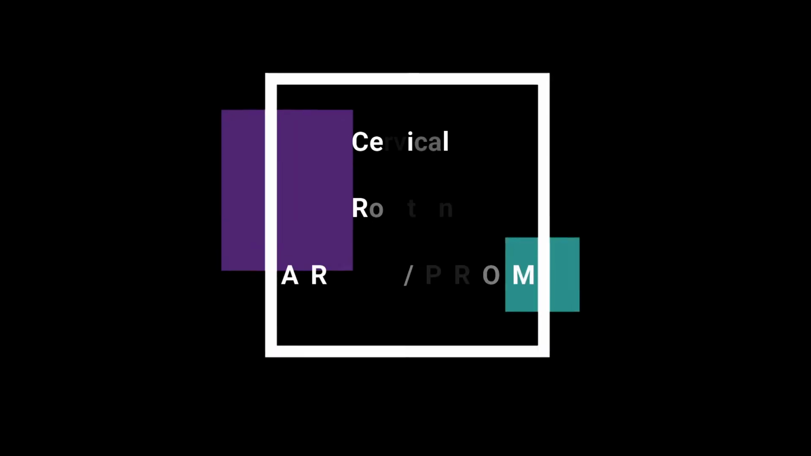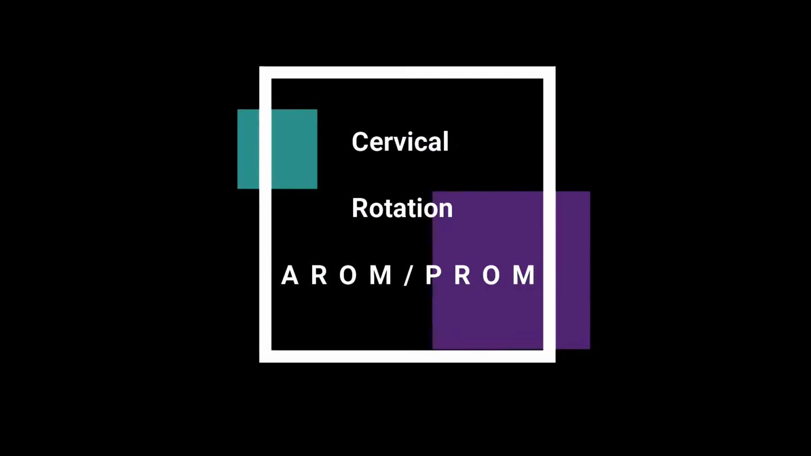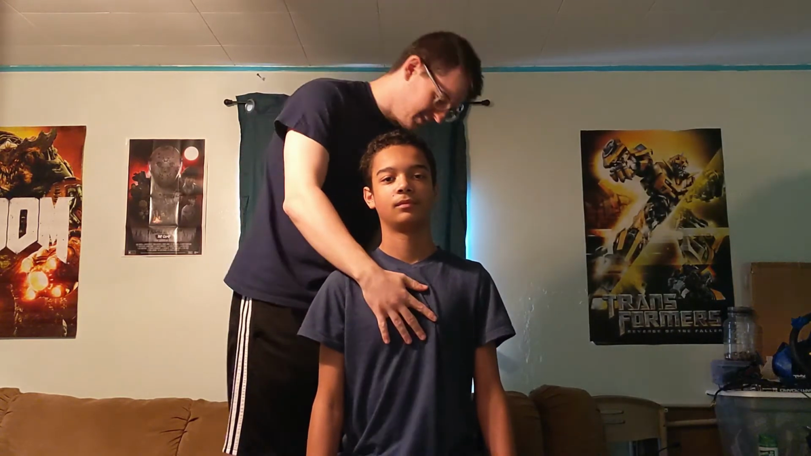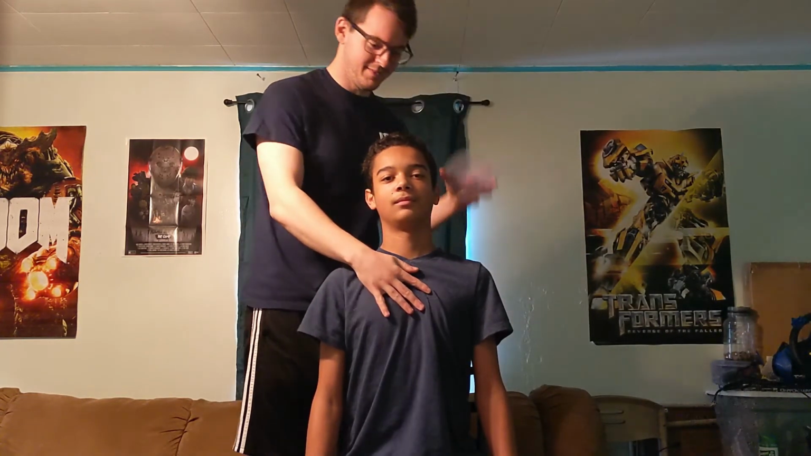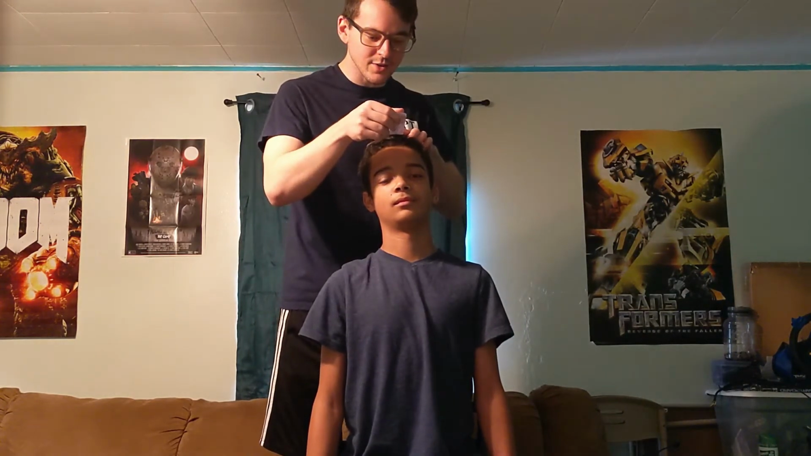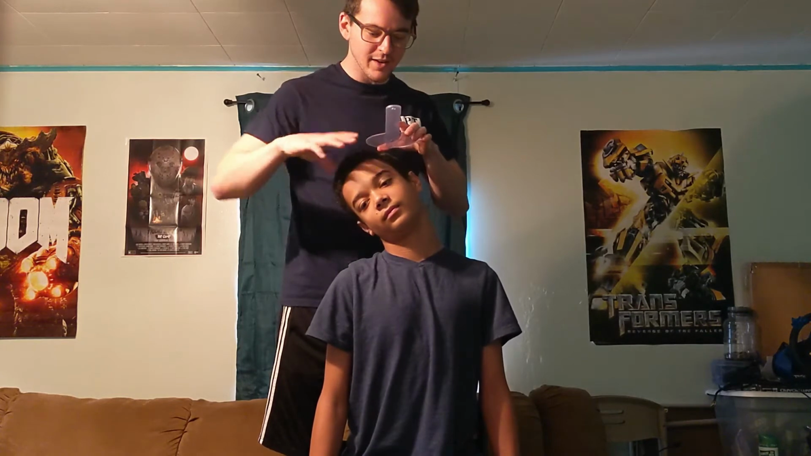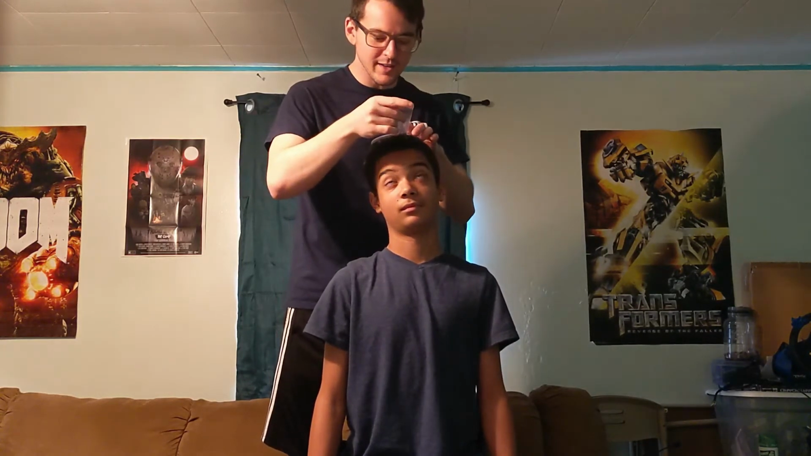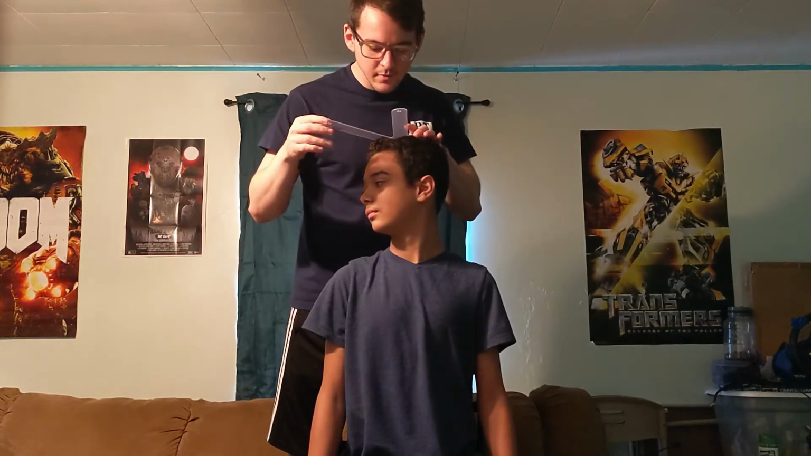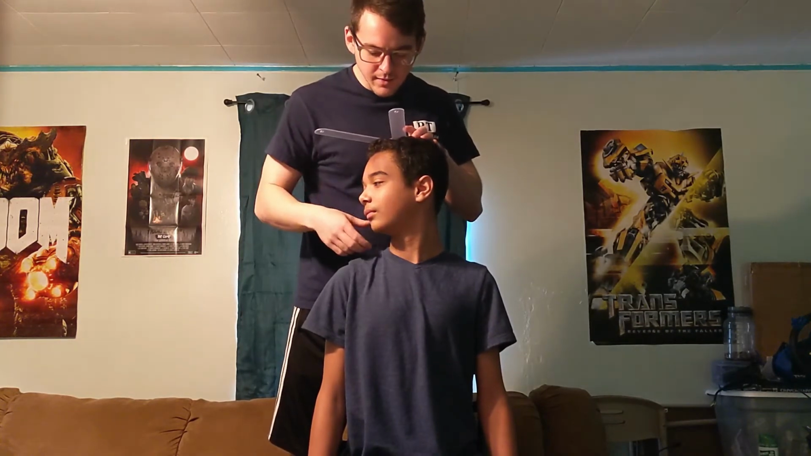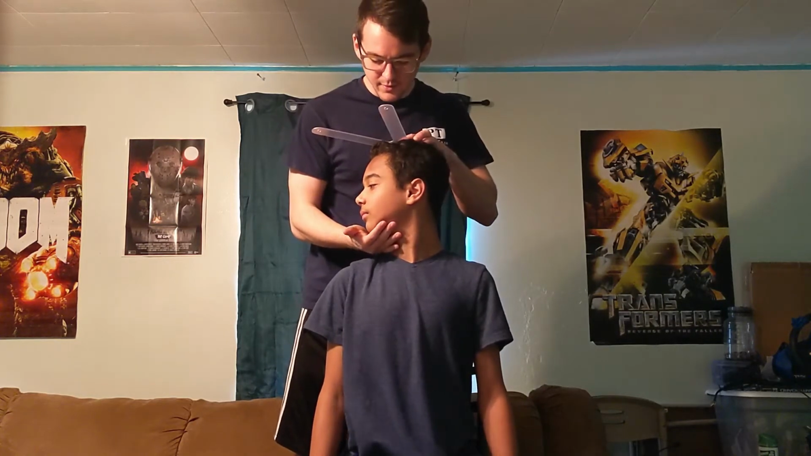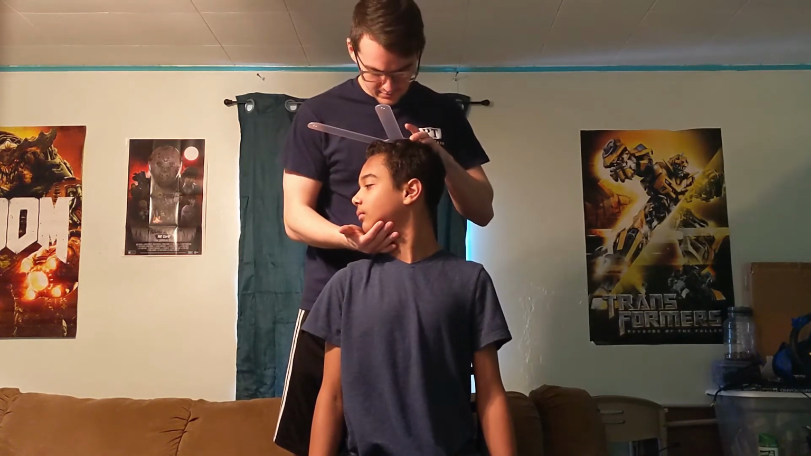For cervical rotation range of motion, we use the axis as the crown of the skull, the stationary arm as the starting position of the bridge of the nose, and the moving arm as the ending position of the bridge of the nose. Ask the patient to assume a good posture, and then to look over the corresponding shoulder. Ask the patient to first perform active range of motion, take the measurement, and then assess passive range of motion with overpressure.